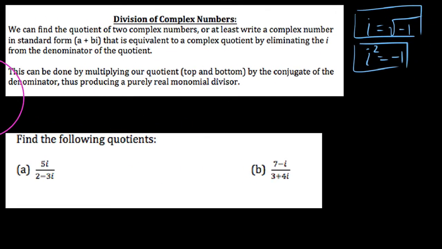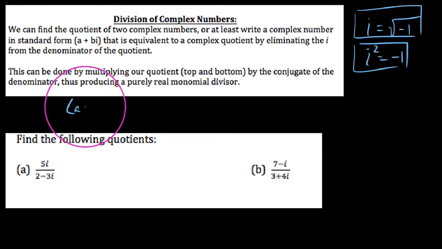So here's the method we're going to use. We're actually going to multiply the top and bottom of our quotient by the conjugate of the denominator, thus producing a purely real monomial divisor. In our last video we talked about multiplying numbers, and that was something we did. We multiplied two complex conjugates.